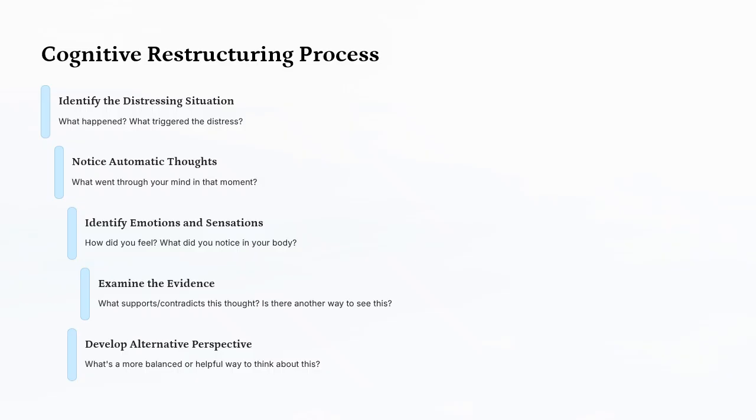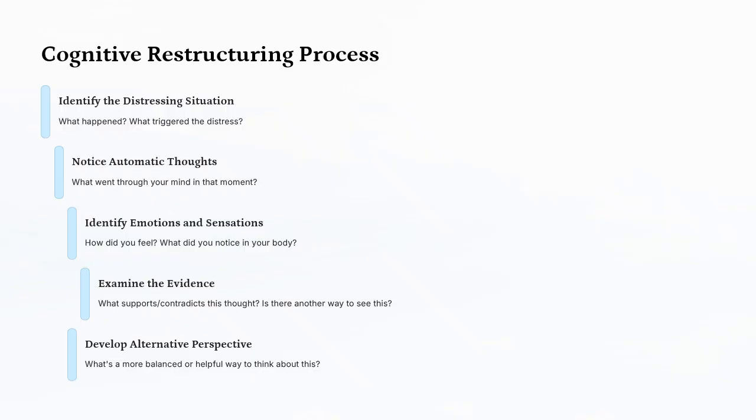The first step is to become aware of the automatic, often negative thoughts that arise in a particular situation. These are often irrational or exaggerated. For example, after making a small mistake at work, an individual might have the automatic thought, "I'm a failure and I'll probably get fired." Challenging the thoughts.